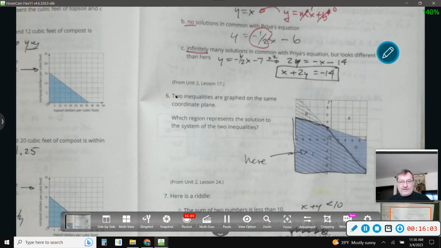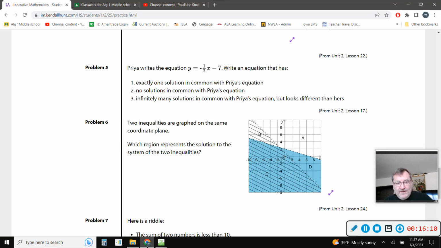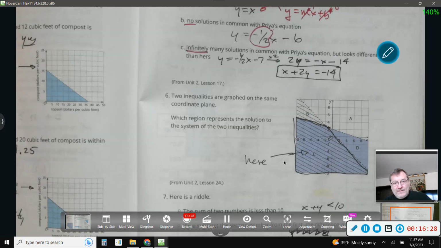On to number 6. Two inequalities are graphed on the same coordinate plane. Which region represents the solutions? It might be a little bit easier to see it right here. All right. You can see where this is tinted, colored in blue, and hashed. So from this point over to here, down, over, up slightly, and then back up. That's all what you have, right? Everything inside here. That's the solution. That satisfies both of them. It's shaded and got the hash marks.